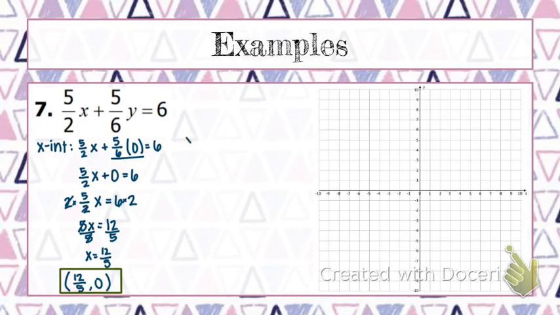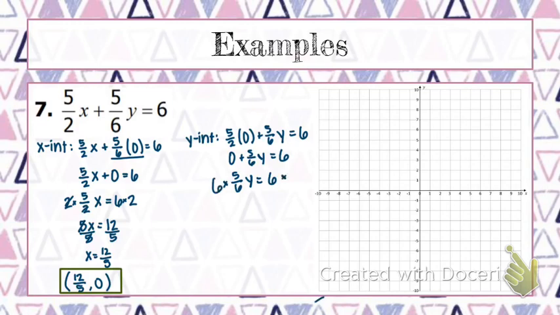Our y-intercept now is when we put 0 in for x. So 5 halves 0 plus 5/6y equals 6. 0 plus 5/6y equals 6. That means that 5/6y equals 6. And I'm going to do this again, multiply both sides by 6 to get rid of that. And we get 5y equals 36. Then we can divide both sides by 5. And we get y equals 36 over 5. So we have 0, 36/5.